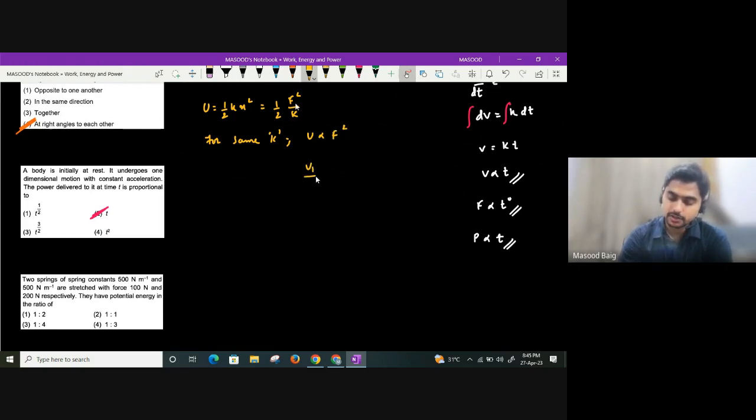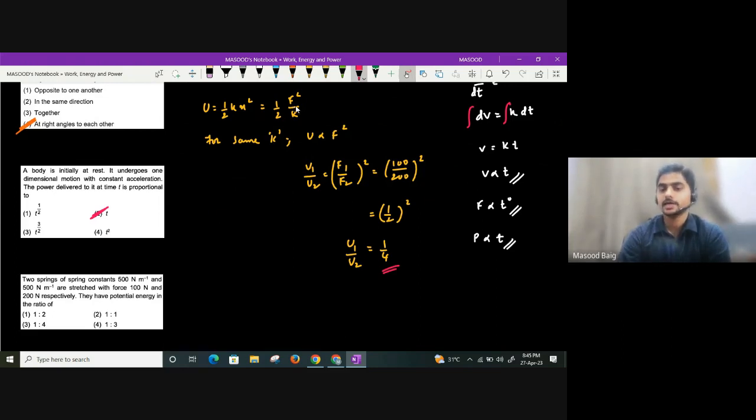So we can write, u1 divided by u2 will be f1 divided by f2 whole square. So what is f1 here? 100 divided by 200 whole square, which I'll get as 1 by 2 whole square. The answer should be 1:4, guys. Clear, everyone? So for the same spring constant, U will be directly proportional to f square, guys. 1:4 should be the answer for this.